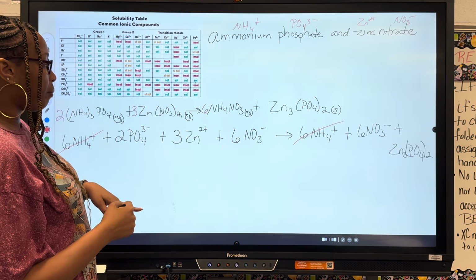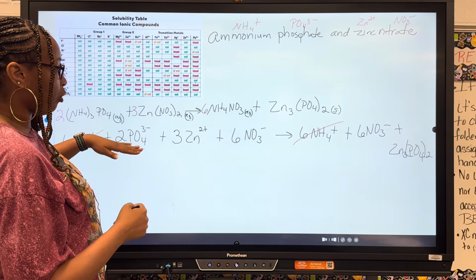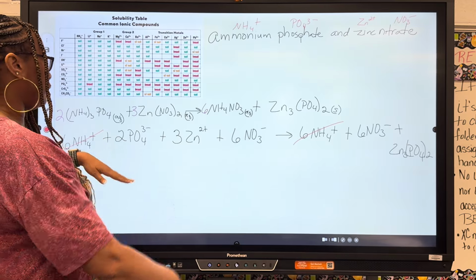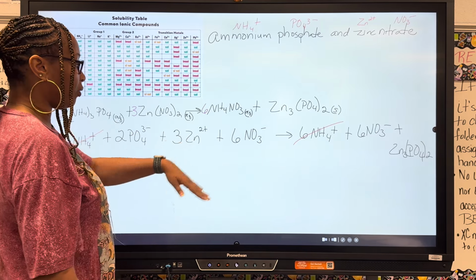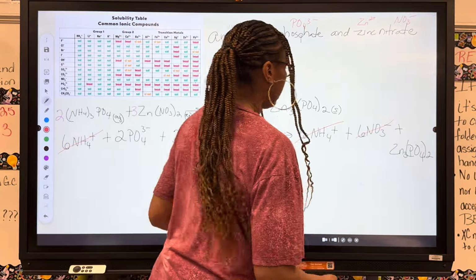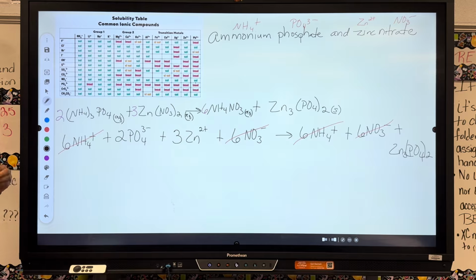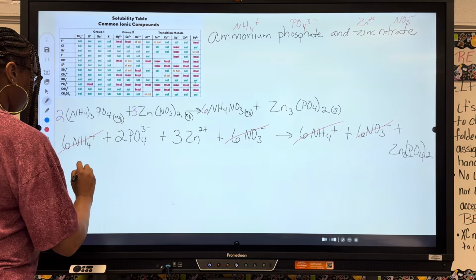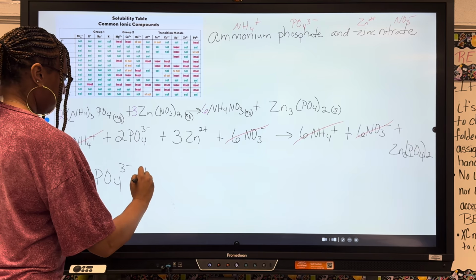If I look at my phosphate, I have 2 over here and I don't have any phosphate ions over there. I look at my zinc ions, there are 3 over here and I don't have any zinc ions over there. I see my 6 nitrate ions here and my 6 nitrate ions here. So when I evaluate both sides, I come up with what's called a net ionic equation, where anything that's not canceled out, I'm going to keep.